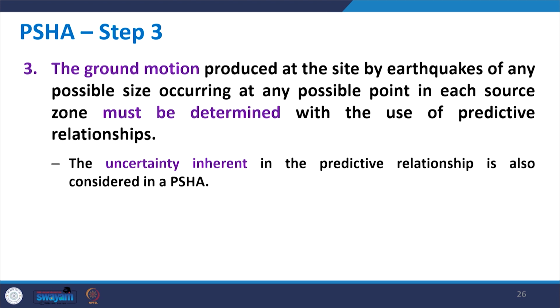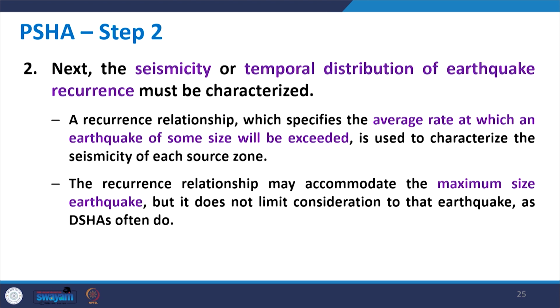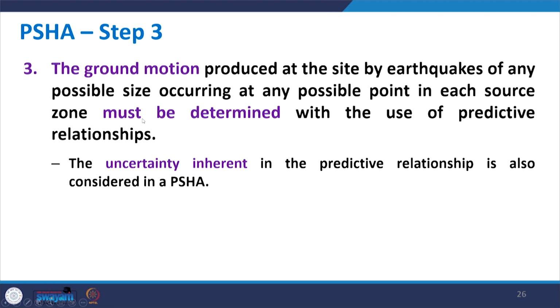So, in the second step you have a relationship that is called the recurrence relationship, and we are going to talk about one of the recurrence relationships in the second lecture today. Based on this recurrence relationship, the ground motion which will be produced at the site must be determined using this relationship, and the uncertainty inherent in this predictive relation is also considered in PSHA.